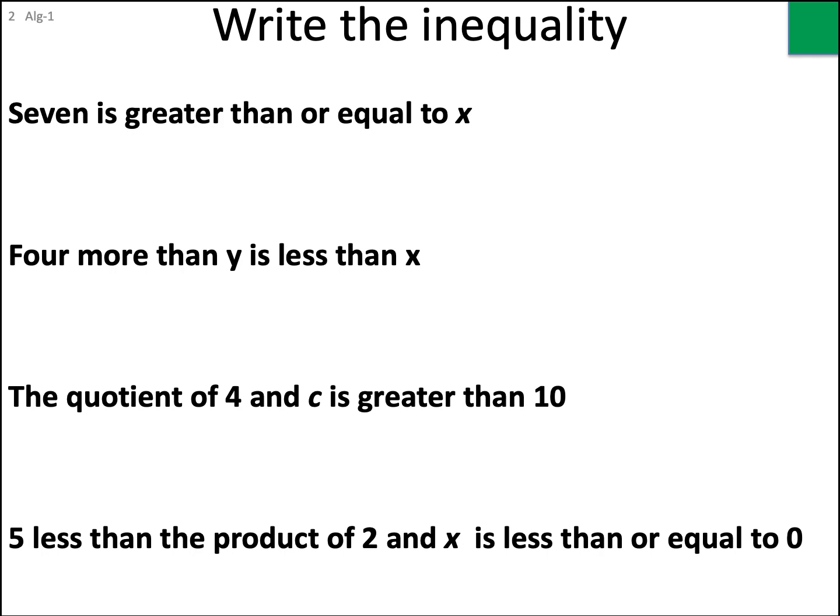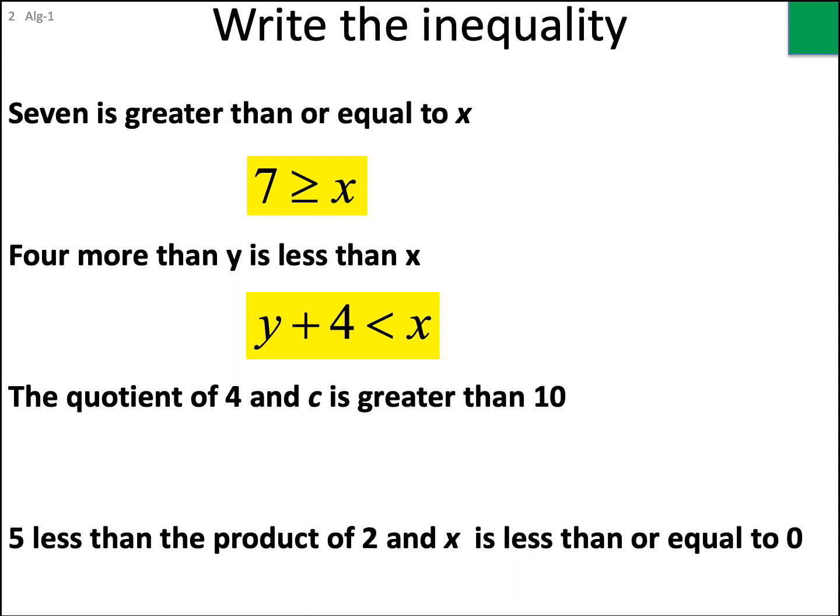How'd you do? Some of these are easier than others, okay? So let's see. The first one, 7 is greater than or equal to x, okay? Second one, 4 more than y. That would be 4 plus y, or y plus 4, it's commutative, less than x.